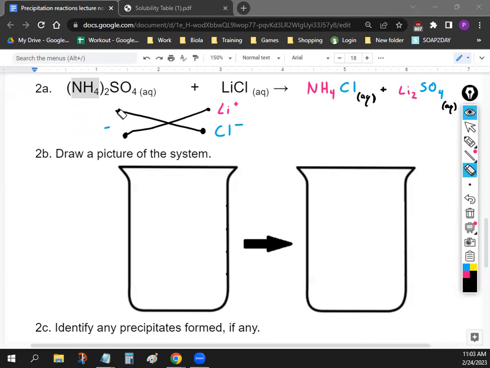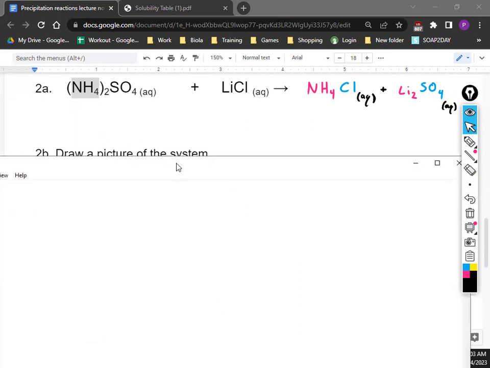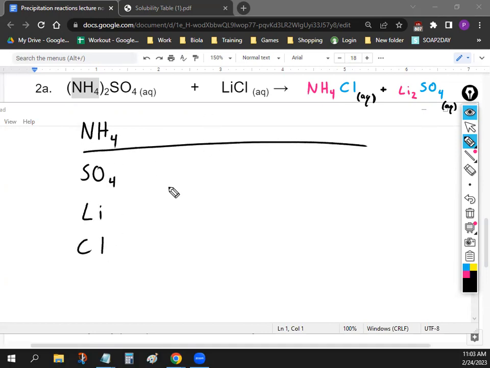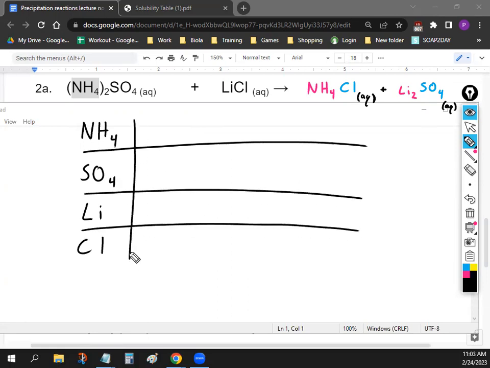Okay, let's do the balancing to make sure that we have the same number on both sides. I'll let you guys know already we don't. So let's do the balancing and then we will move on to finish up the problem, okay? So what we're going to do is write down the ions that come out of this. So we said the first ion was NH4. We said the next one was SO4, and then Li and Cl. Everyone good on why we're putting this on the table, right? These are the ions that we pulled out.